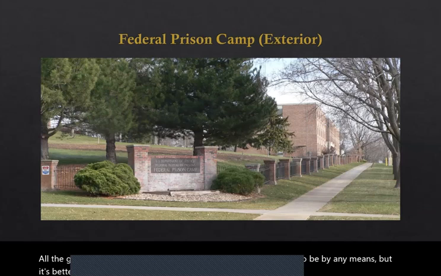Now, the feds have one level down from minimum security. You can actually go down from minimum security. You can make it to a federal prison camp. This is a picture of a federal prison camp. Look how high that wall is. That's it. That's all they have.